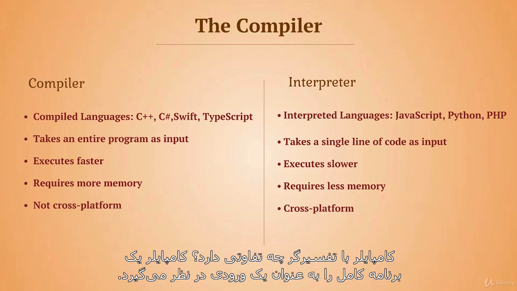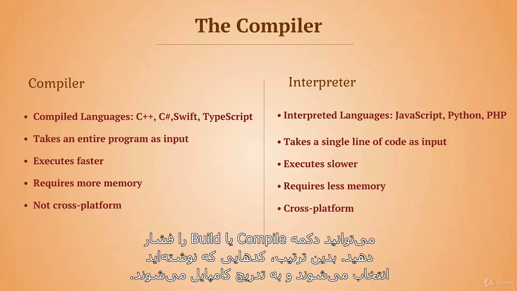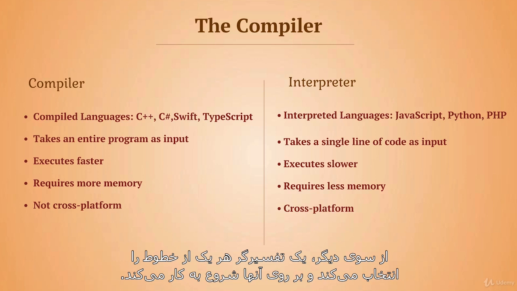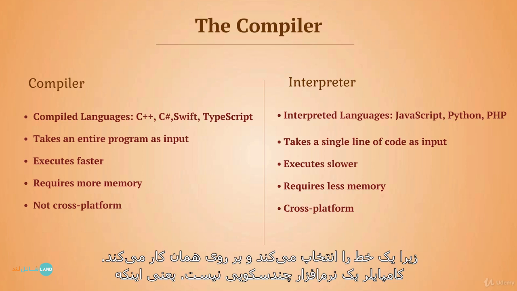A compiler takes an entire program as an input. So after you finish your program, you start hitting compile or build, and it takes whatever you wrote and starts compiling it. On the other hand, an interpreter takes each line and starts working on that line. And of course, regarding this, the compiler executes faster, while the interpreter is somewhat slower because it takes a line and starts working on that line.